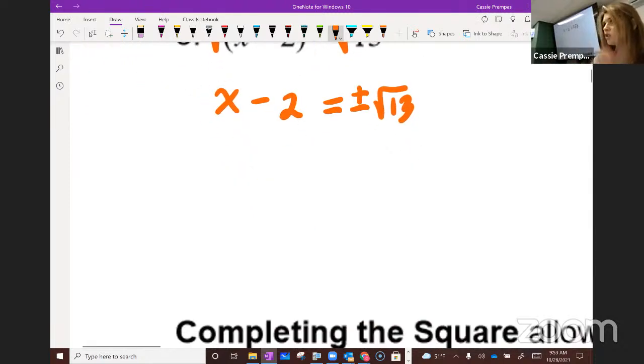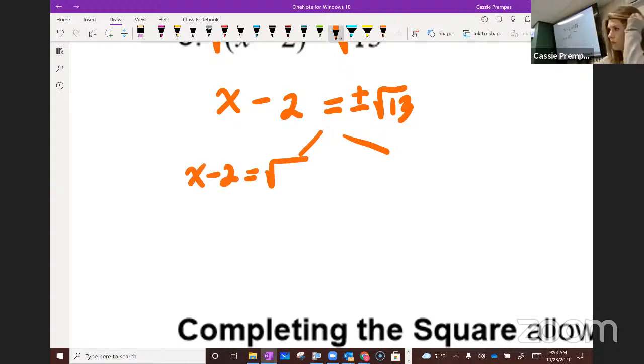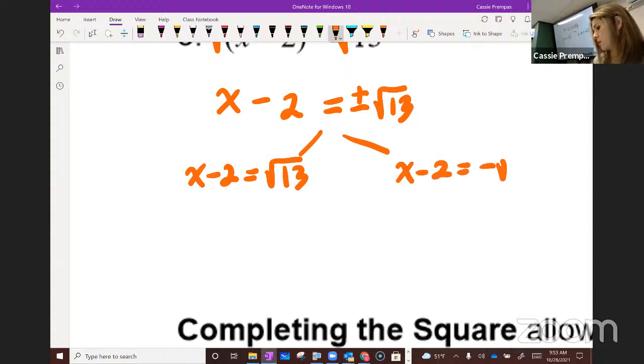Now, plus or minus is 2 different answers. So when I'm solving for x, I should have 2 different solutions. You can just separate them right here and show that x minus 2 has to equal a positive root 13, and x minus 2 has to equal a negative root 13. Now I have to solve for x. Right now, x has been subtracted by 2. So what undoes a minus? Plus, so I'll add 2.